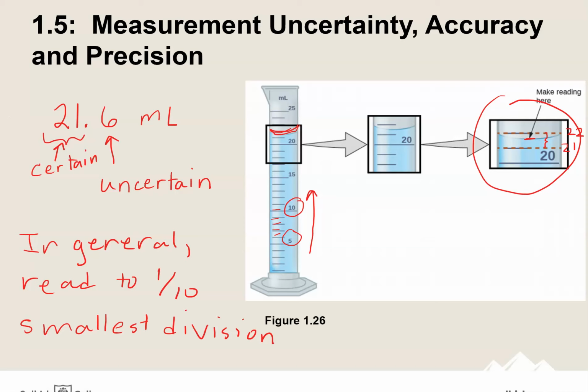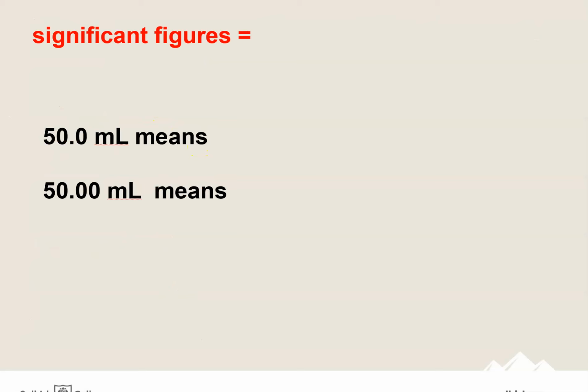So there's a special term we have for the certain digits plus the first uncertain ones, and I suspect you've heard it in high school before. What I'm talking about are significant figures. Certain plus first uncertain digit. That term has a meaning. Significant figures truly are significant. They have meaning to them.